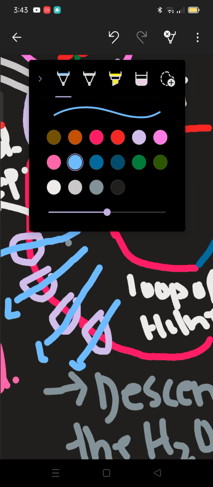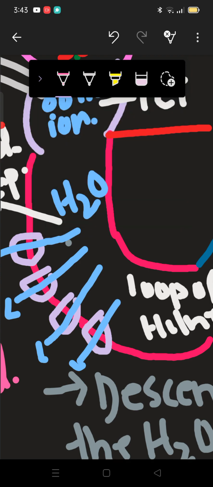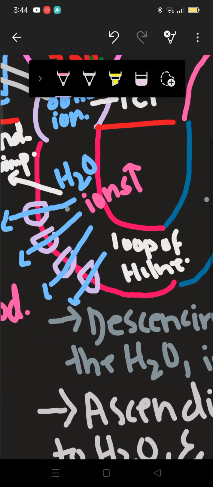Ion concentration in the descending loop of Henle would be higher, because the water would be going out, so the ion concentration would be higher. Alright, so here I am going to mention ion concentration higher. If ion concentration is higher, then what is osmolarity? Osmolarity is the concentration of ions in the blood. So ions are increasing. That's why the osmolarity in the loop of Henle is increasing as well.